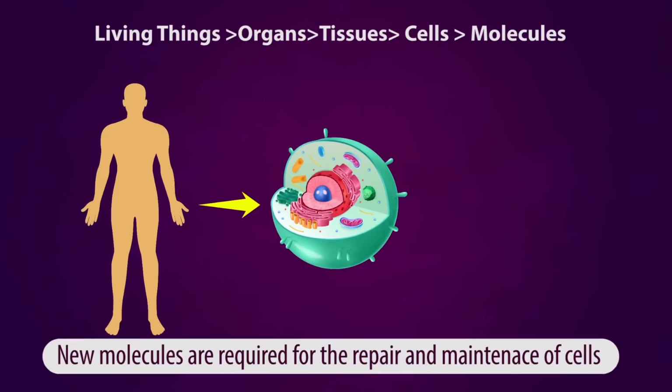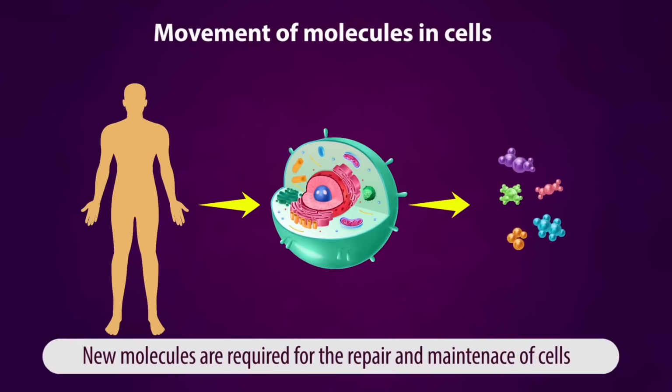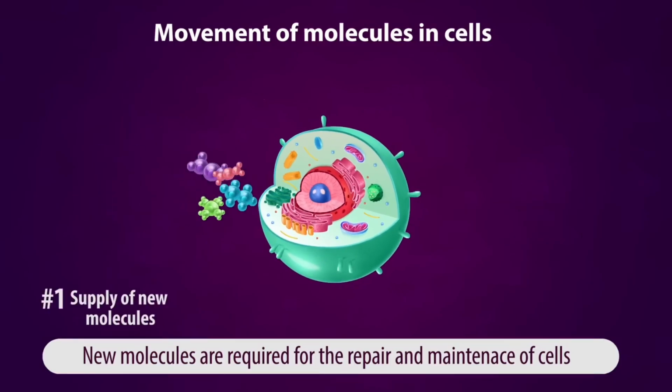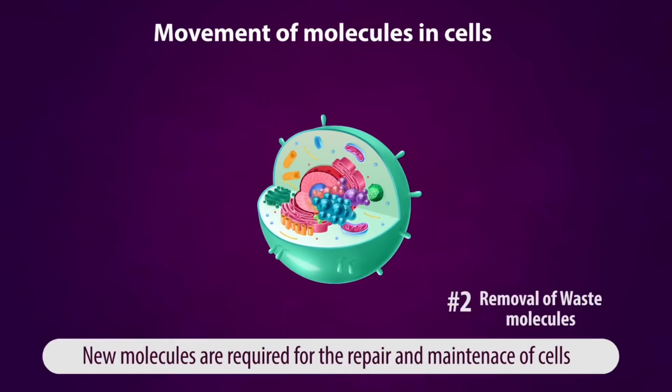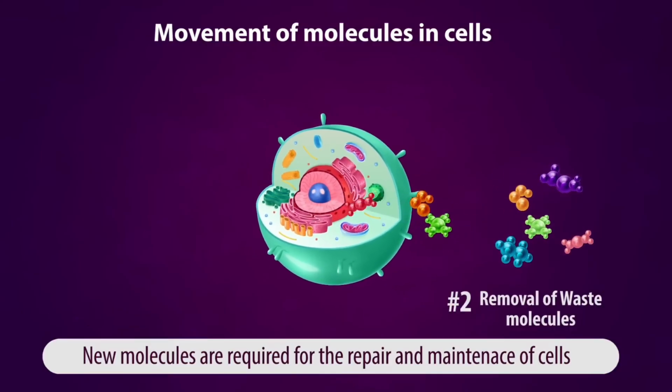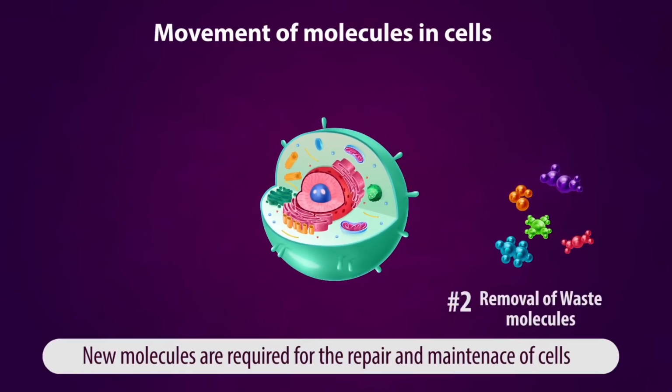Cells are made up of molecules. To keep a cell alive, it needs to be maintained well and repaired from time to time. For this repair and maintenance, two things are to be done. 1. Supply of new materials, and 2. Removal of waste and unwanted materials from these cells. These two tasks are achieved by life processes.